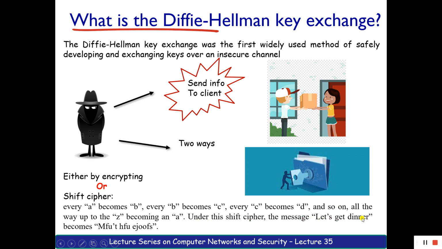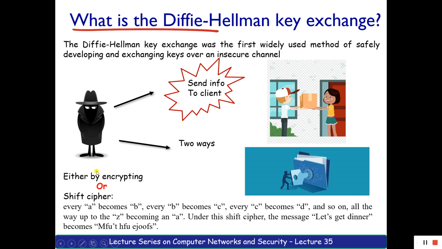If I say "let's get dinner", it will become such a kind of message. So you have successfully encrypted it, no doubt, but the receiver and the sender should know that A has become B, B has become C, C has become D. Such things are known. Now this key should be known to someone, right? Now what will be the alternative way for this? There should be something which is going to help you out, right?